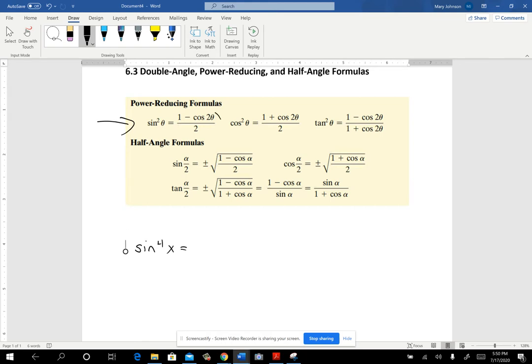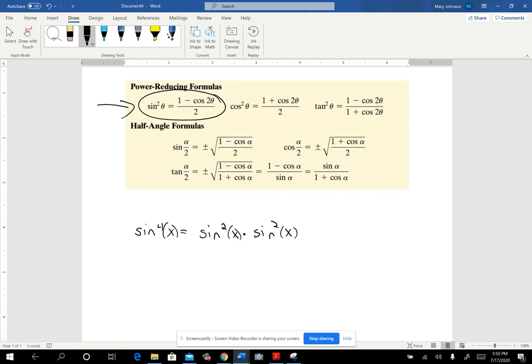And to start with, I'm going to be using this one because I'm going to rewrite or think about sine to the fourth x as sine squared x times another sine squared x. And remember, these are just function notation. So if it helps, go ahead and put the argument in parentheses.